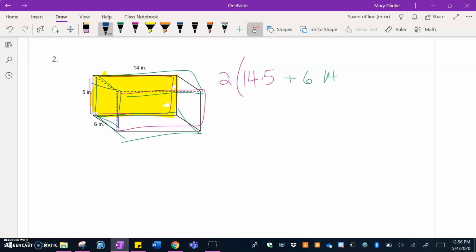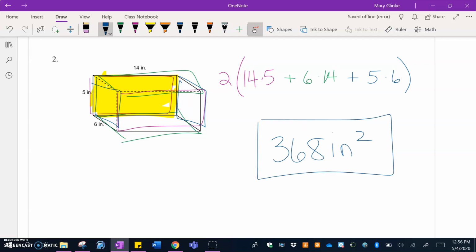And then we also have the left and the right face. The area of those ones would be 5 times 6, and again, there would be two of those because you have one on the left and one on the right. So you also can find surface area by finding the area of each side and adding them all together. If you were to figure out what all of these were and then add them all together, you would get 368 inches squared. If you used your perimeter times the height plus 2 times the area of the base, you would get the same exact answer.